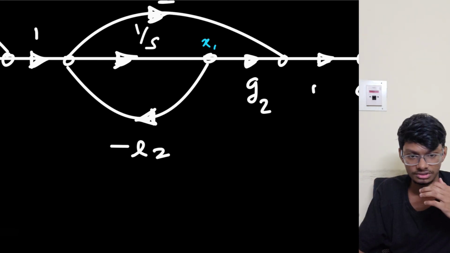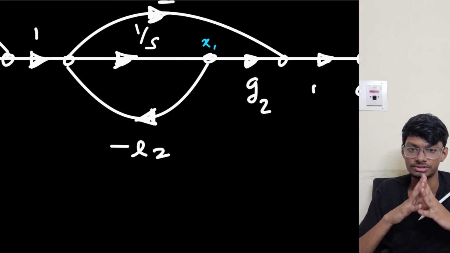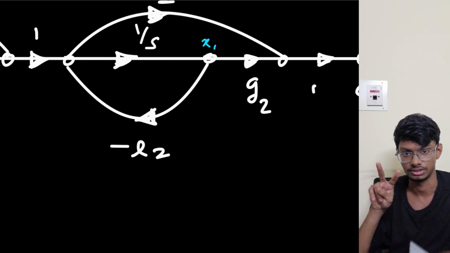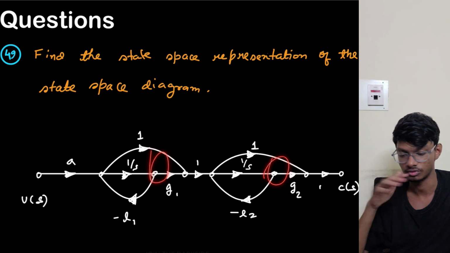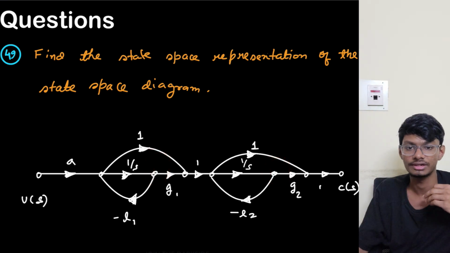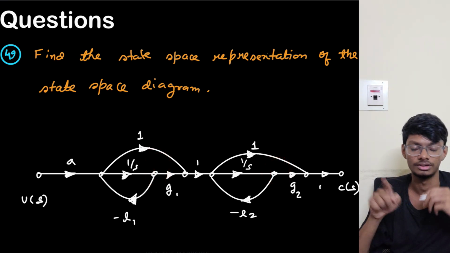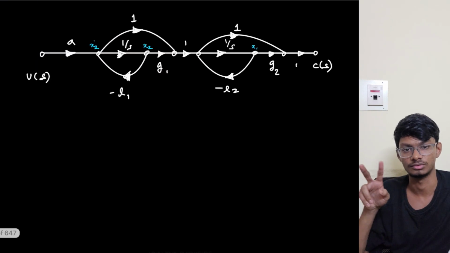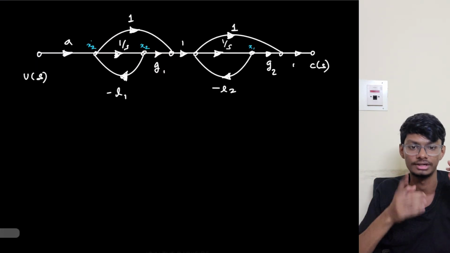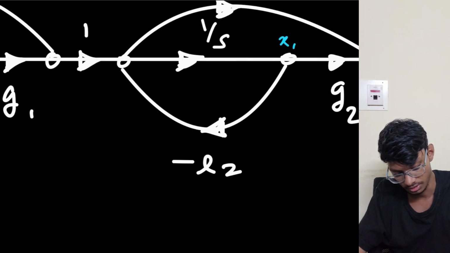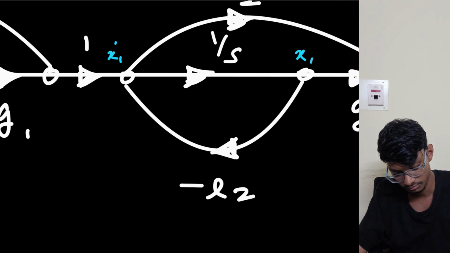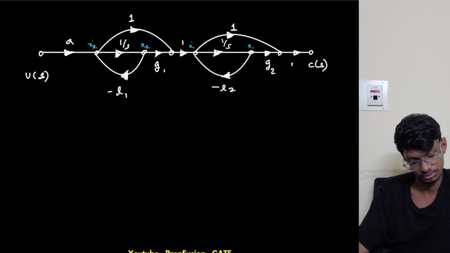If there are options, in most of the standard questions they will give you the state variables, like this one is my x1 and this one is my x2, because without that your answer and their answer may not match. Then you have to interchange the rows and columns, and your answer will match. They have just interchanged x1 and x2, that is the difference. So this is x1 and this is x1 dot.